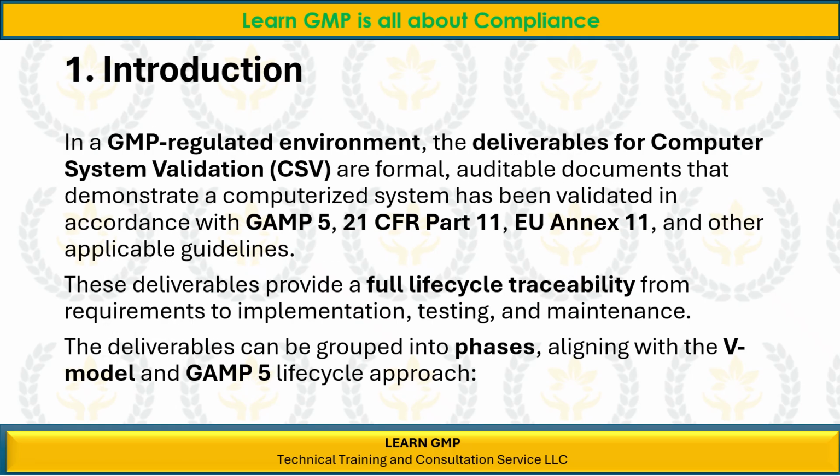Introduction. In a GMP-regulated environment, the deliverables for computer system validation, CSV, are formal, auditable documents that demonstrate a computerized system has been validated in accordance with GAMP 5, 21 CFR Part 11, EU Annex 11, and other applicable guidelines. These deliverables provide full lifecycle traceability from requirements to implementation, testing, and maintenance. The deliverables can be grouped into phases, aligning with the V model and GAMP 5 lifecycle approach.